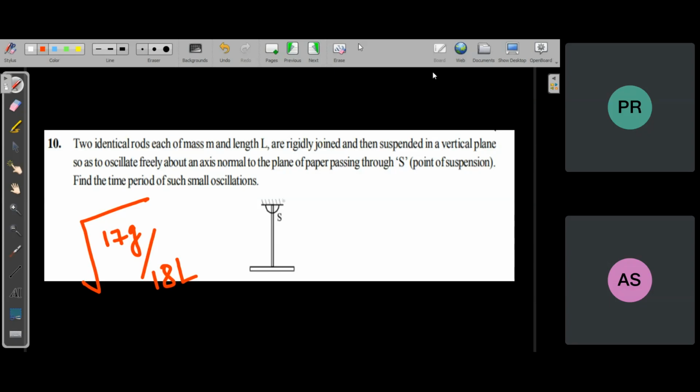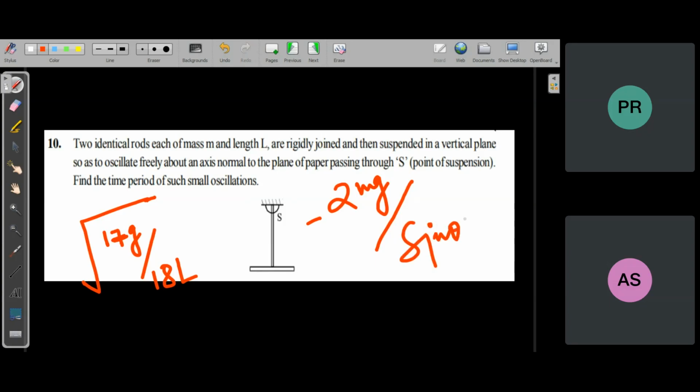Okay, so just tell me the equation that you have written. Torque equation. Hello, sir. Yes. Sir, minus 2 mg by sin theta, sir. The torque is minus 2 mg by sin theta. Equation is 17 by 12 ml square theta equals minus 2 mg by sin theta.